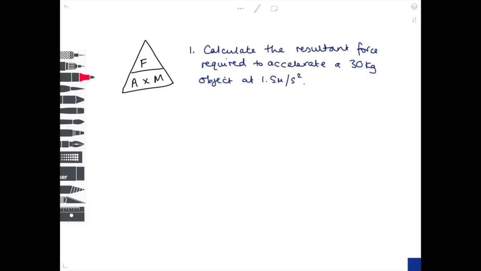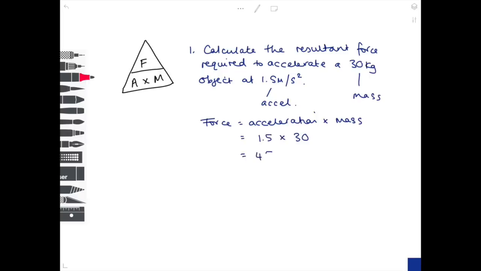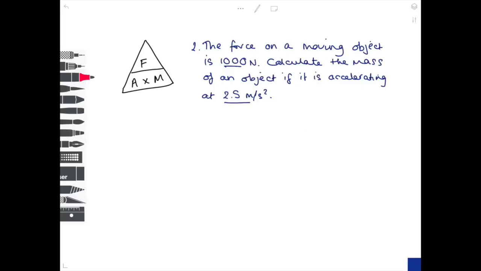So in this question we're calculating the resultant force required to accelerate a 30 kilogram object at 1.5 meters per second squared. So we have mass, we have acceleration, we're looking for force, so force equals acceleration times mass. It's the simple expedient of substituting in those values, so 1.5 times 30, which gives you a value of 45 newtons.